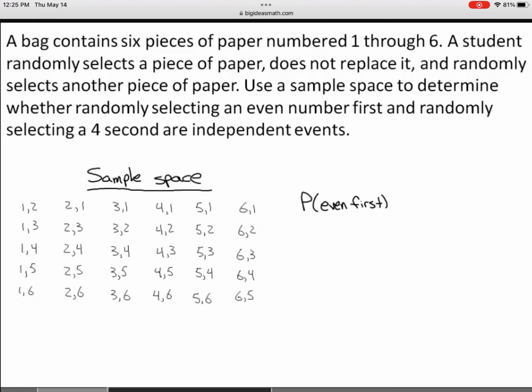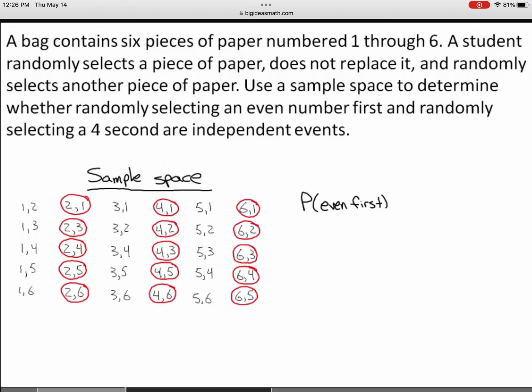Then find the probability of selecting an even number first. Notice that you select an even number first in 15 of the 30 possible outcomes. So the probability of selecting an even number first equals 15 divided by 30, or 1/2.